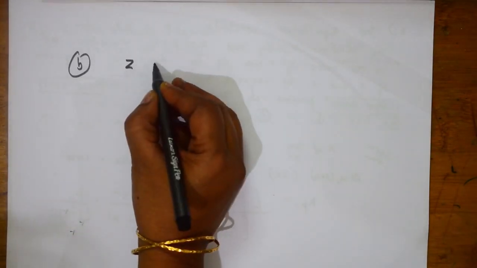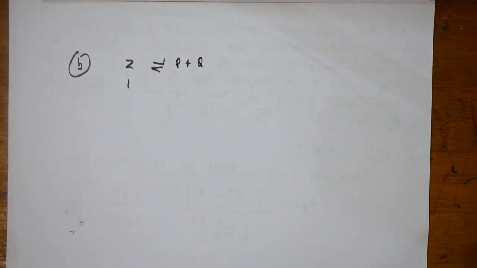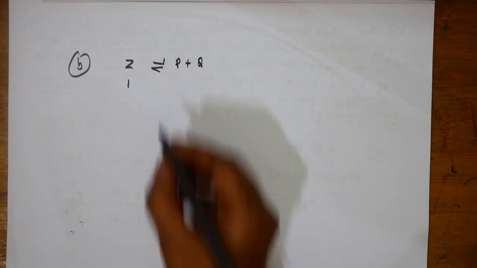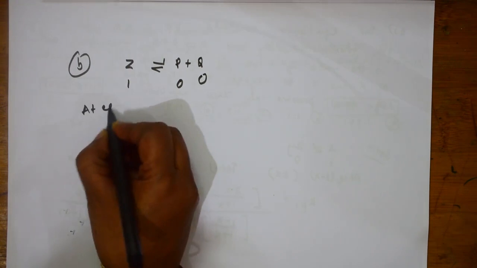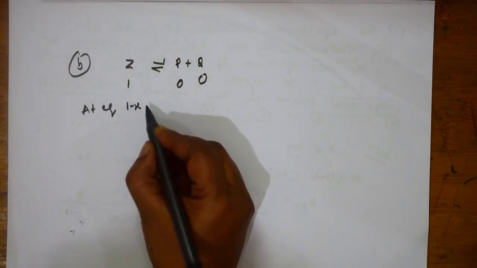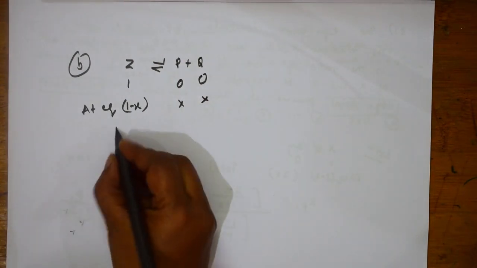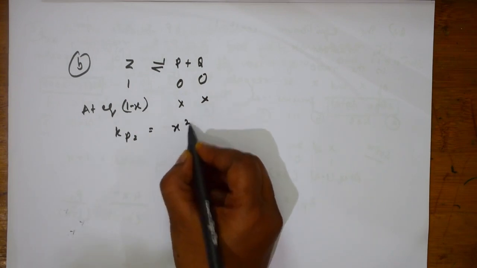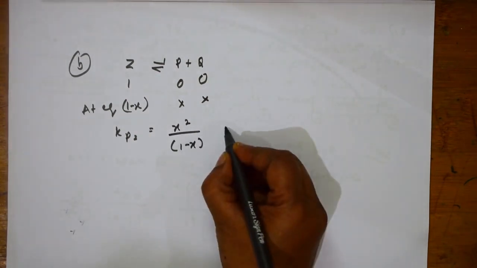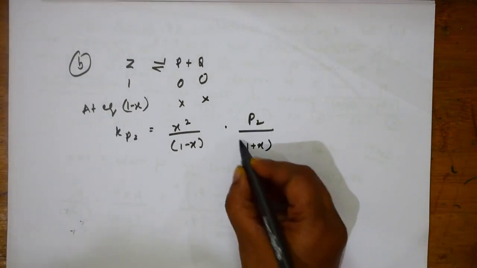They said the second part, Z is in equilibrium with P plus Q. Again, initially the concentration of Z is 1. The concentration of P and Q are 0 and 0. Now at equilibrium, the concentration of this becomes 1 minus x, and this becomes x and x. Now let us write Kp2 in terms of partial pressure. The same thing, if I take the ratio, I get x square by 1 minus x into P2 by the same thing. I'm directly writing it here, 1 plus x.